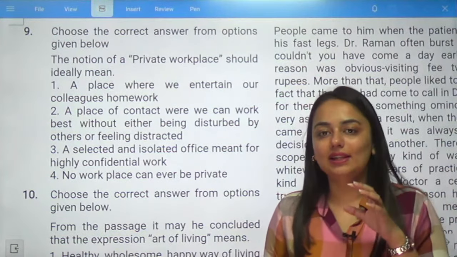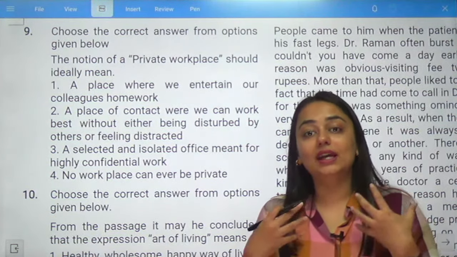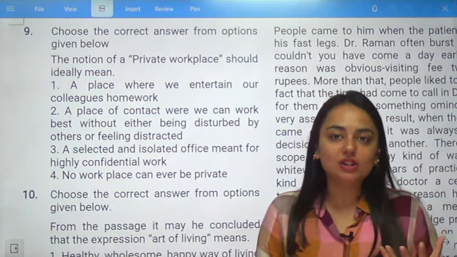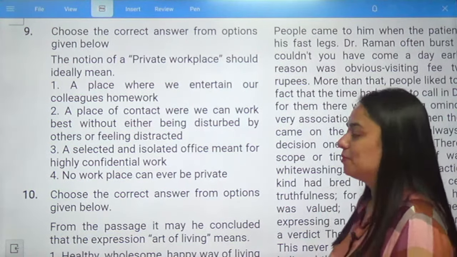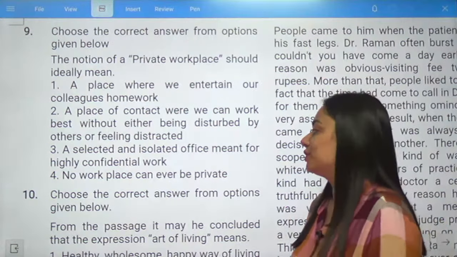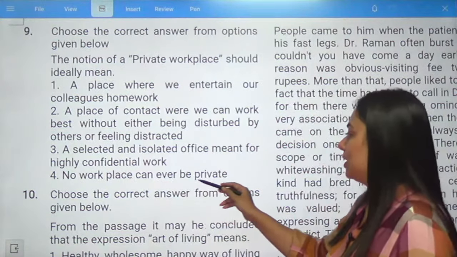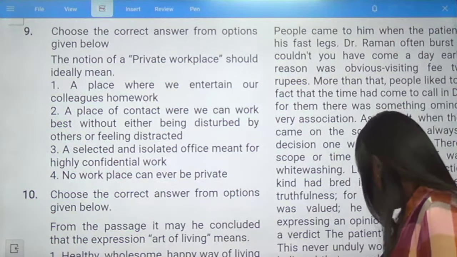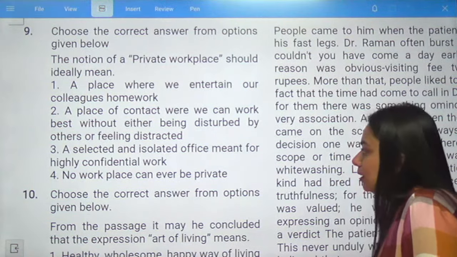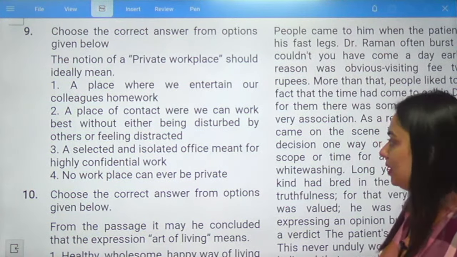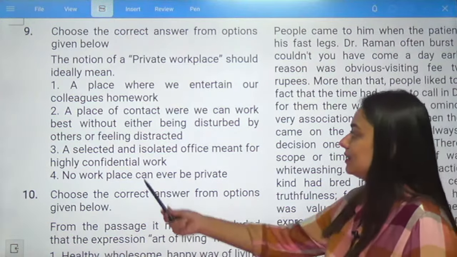Author has clearly stated we should all try to ingrain these qualities, that private space is important. And probably strolling and walking is also important to be creative. No workplace can ever be private. What is the answer to this one? No, Amit, you missed this one. The answer is the second one.